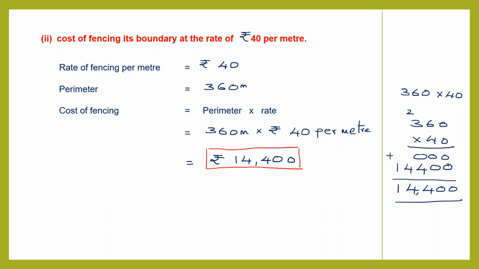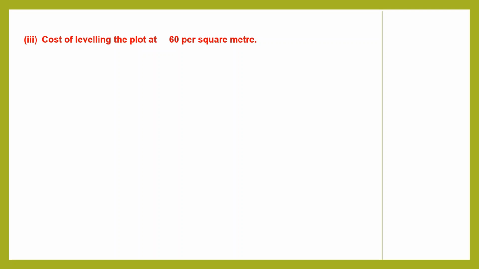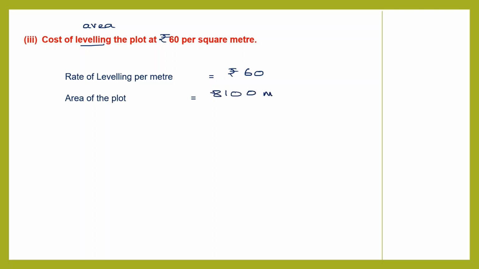Now let's continue. Here we have to find the cost of leveling the plot. Leveling means we are talking about area. Leveling the plot at 60 rupees per square meter. So the rate of leveling per meter we've been given as 60 rupees per square meter. The area of the plot we found out to be 8,100 meter square. Now we're going to find the cost of leveling and the formula for that is area into rate. So area is 8,100 meters square and the rate is rupees 60. So let's multiply these two.